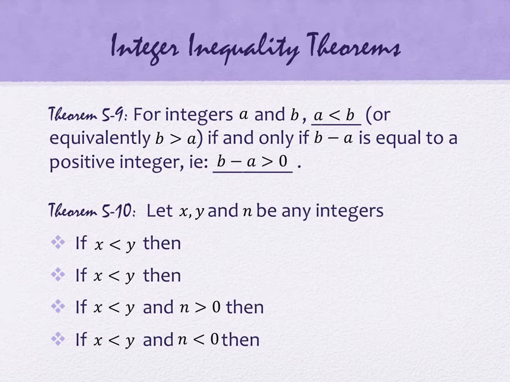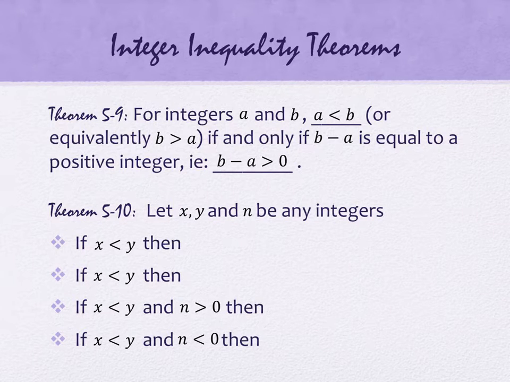And a little bit more on inequalities. So theorem 5.9 says if you have integers a and b, and a is less than b, or we can say b is greater than a, this will be true if and only if b minus a is a positive number.